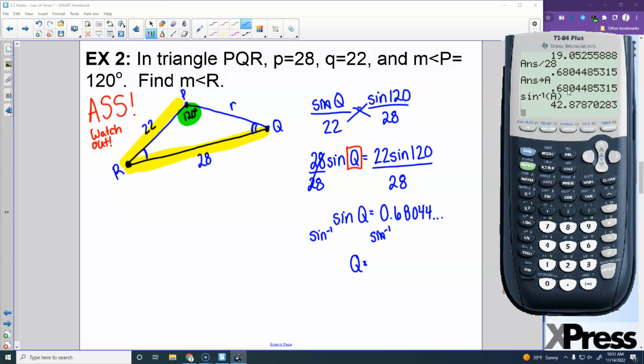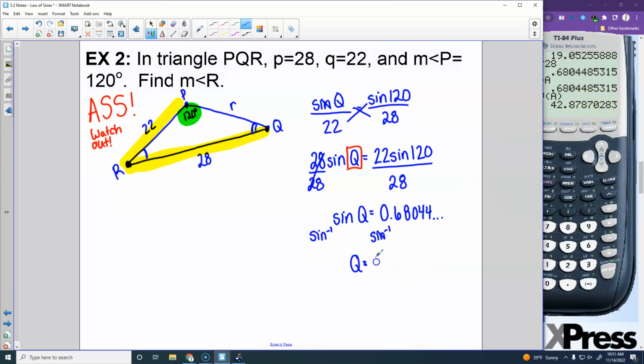So since it is a triangle, are we going to round to the nearest whole number, or are we going to do that? We'll keep 3 decimal places here. So 42.879.